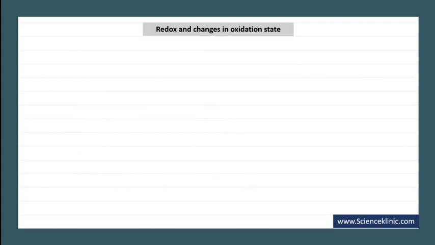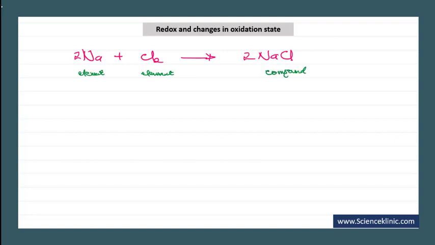Now let's look at the reaction between sodium and chlorine to form sodium chloride. We're going to use that reaction to establish another rule for oxidation state. Of course, we know that this is an element. It is also an element, but it is a molecular element. But here we have a compound. And we've established that the oxidation state of an element is going to be 0. And for this, it means it's going to be 0 as well.